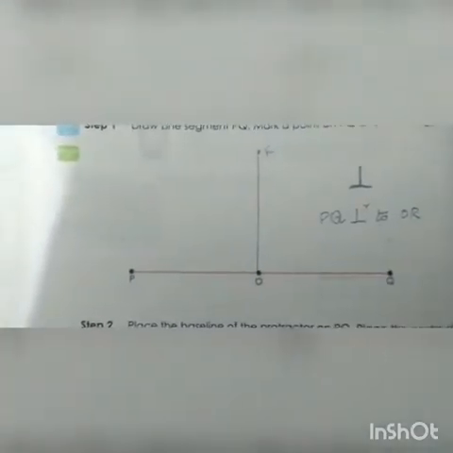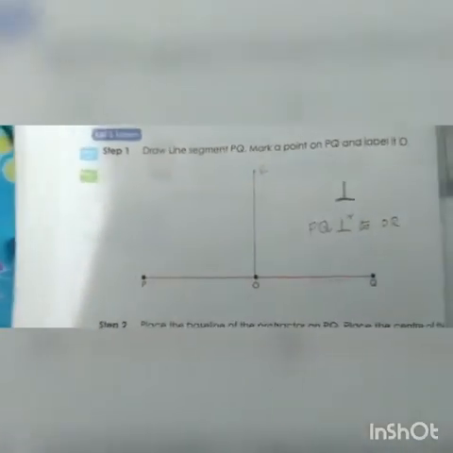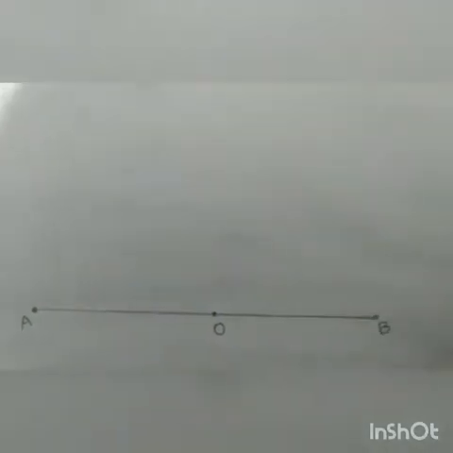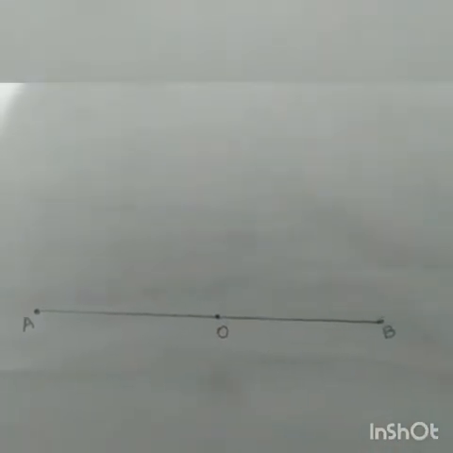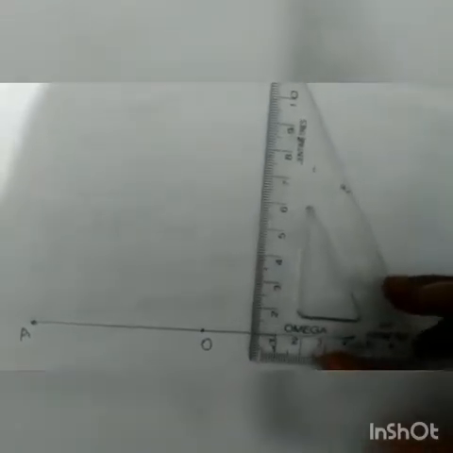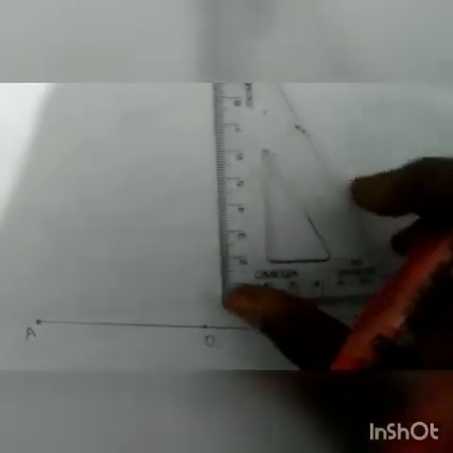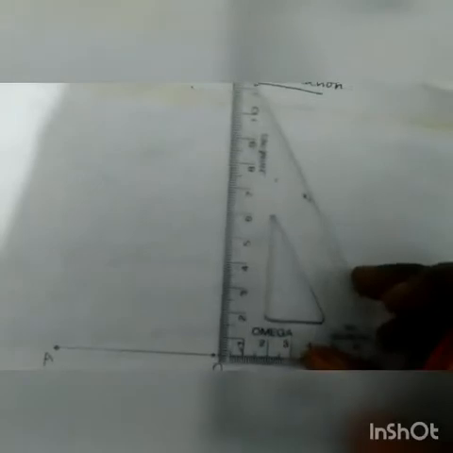Now we are going to use a set square to draw a perpendicular line segment. Here I have drawn a line segment AB with center point O. Now I am going to use the set square to draw a perpendicular line segment. So look at the set square. The set square is of L shape, so we can very easily draw a perpendicular line segment by using it. We can use the set square like this or like this. Now I am going to use the set square like this, in this method. Look here.